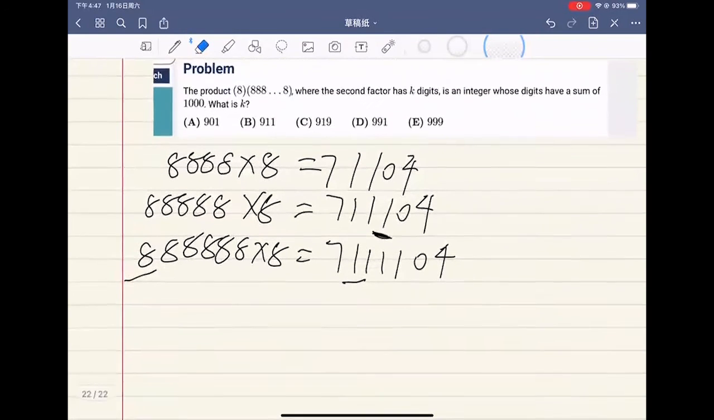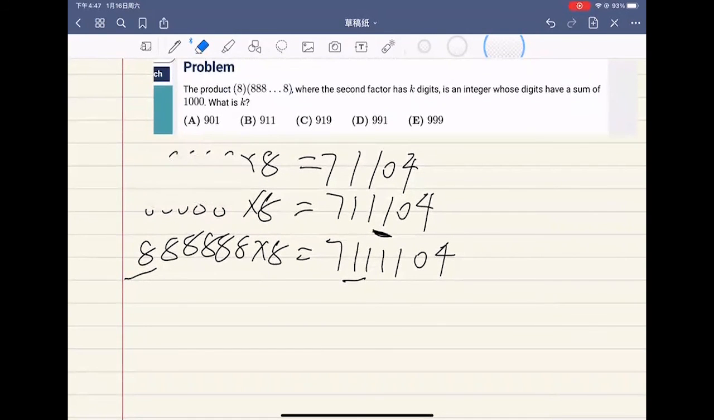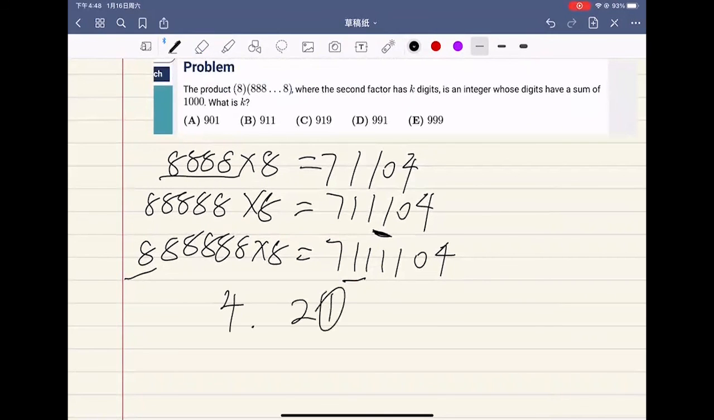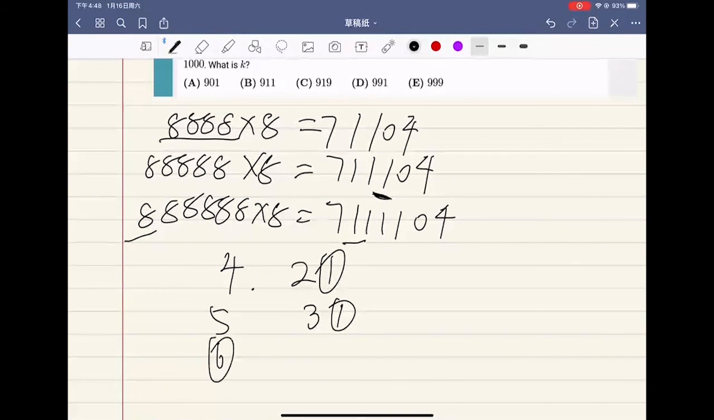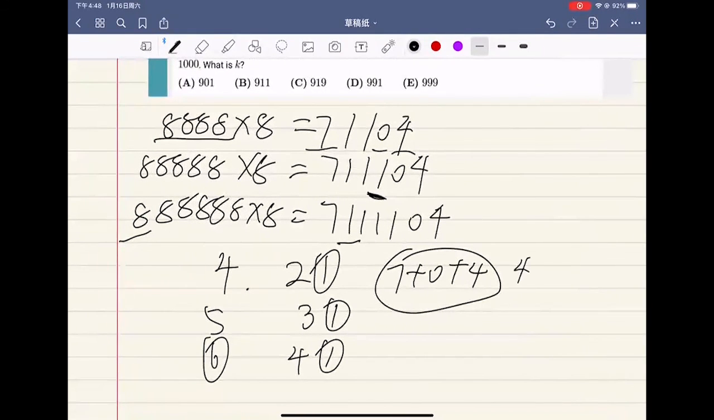Is that interesting? Yeah. So when you have 4 number 8 here, you have 2, 1. When you have 5 number of 8, you have 3, 1. When you have 6 number of 8, you have 4, 1. So the 7 and 4 and 0 are always there, which means we have the equation 7 plus 0 plus 4 times the number of 8.